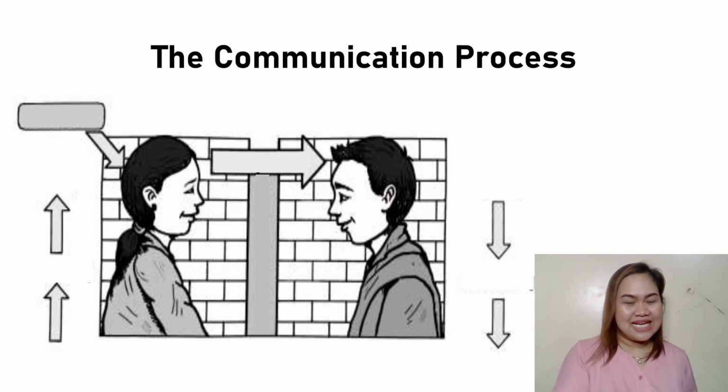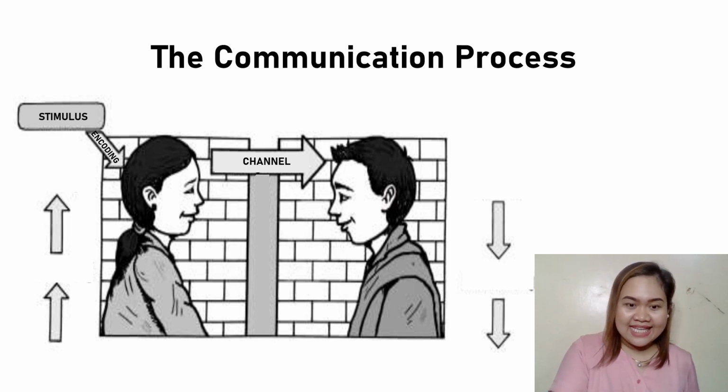Let's have the communication process. And we are using the same photo for you to understand the roles of the speaker and the receiver. In this case, they are the wife and the husband. The speaker responds to a stimulus in which she encodes the message. She sends the message to the receiver through a certain channel. If you can remember, the channel may be face-to-face, mobile, broadcast, or written. In this case, it is face-to-face.